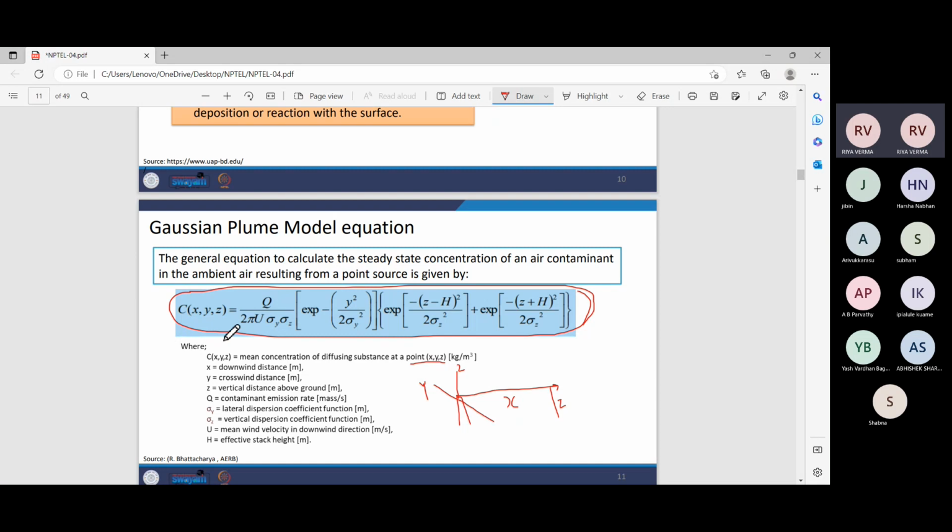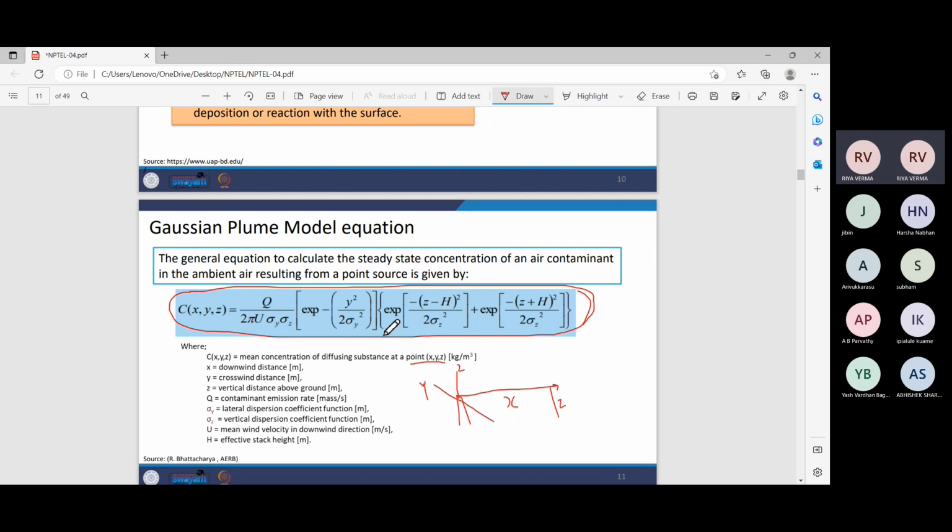Here Q is the contaminant emission rate from the stack, given in mass per second. Sigma y is your lateral dispersion coefficient function, and sigma z is your vertical dispersion coefficient function. U is the mean wind velocity in the downwind direction, at a height h, where we are measuring your wind velocity. H is your effective height of stack.